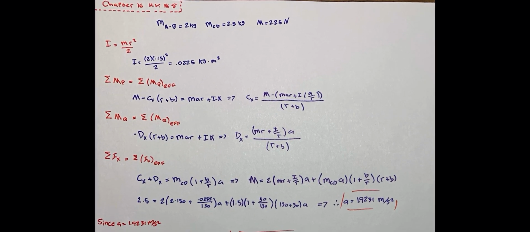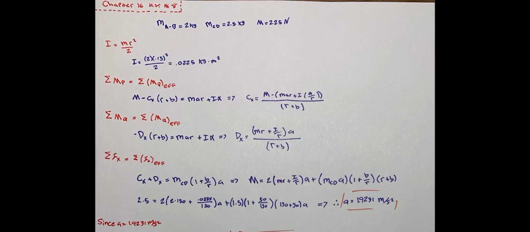Okay, number 8. We have 2 uniform discs, each of a mass 2 kilograms, and they're connected by a 2.5 kilogram rod. A moment of 2.25 Newton meters is applied to disc A. And knowing that the discs roll without sliding, we're supposed to determine the acceleration of the center of each disc and the horizontal component of the force exerted on the disc by pin D.